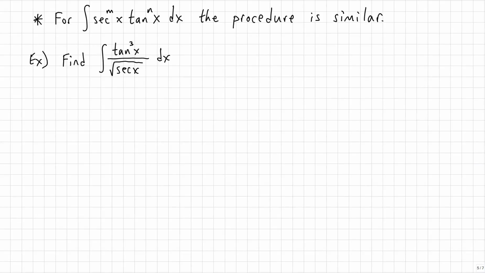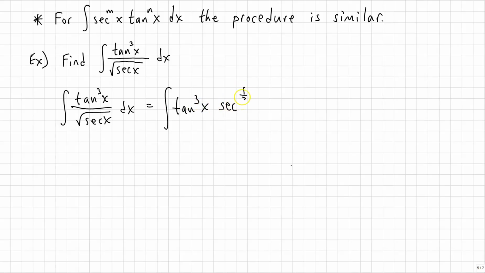Okay, so what if we have a secant to a power times tangent to a power? So the idea is going to be very similar to some of the things we did with sine times cosine. So we would start with tangent cubed over the principal square root of secant. We would rewrite that as tangent cubed times secant to the negative 1/2. That way we don't have the fraction.